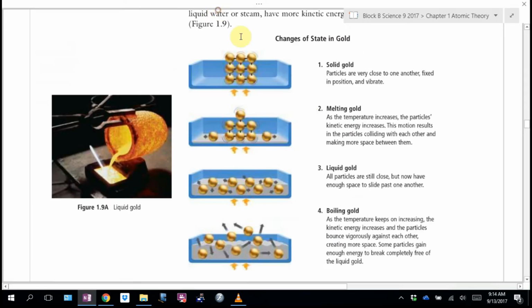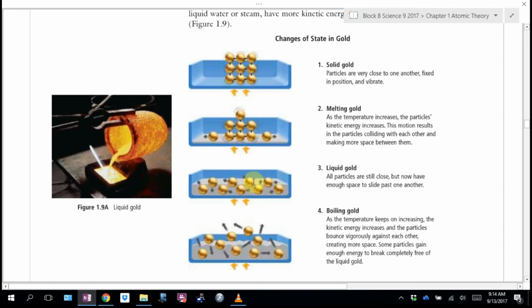Okay. Here is a lovely picture. This is looking at the changes of state in gold. Clearly, that's an experiment we can't afford to do because it's gold. But solid gold, the particles are close together. We're adding heat. Now we have melting gold.